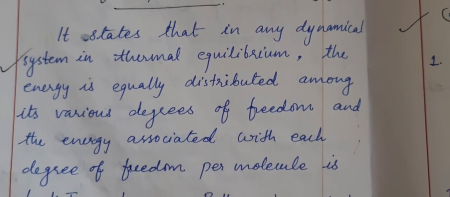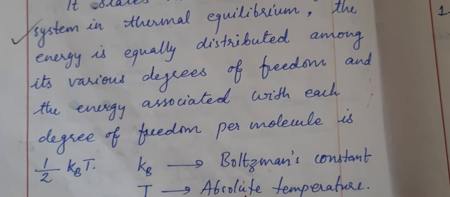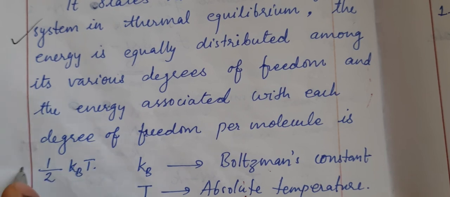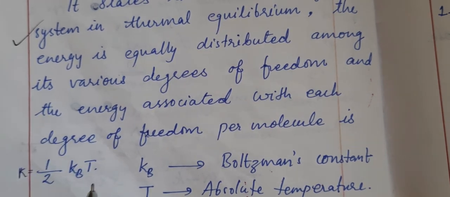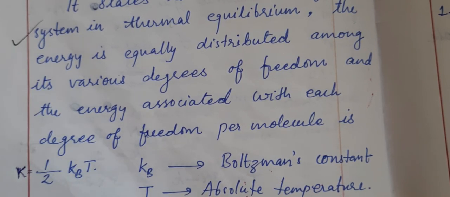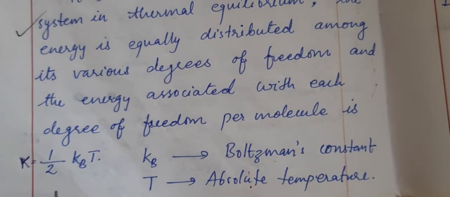And per molecule, every molecule, the energy distributed will be half kBT per degree of freedom. We have already seen this equation, that is kinetic energy K is equal to half kBT. This was derived by considering that one molecule is present and it has 1 degree of freedom. So here per molecule, per degree of freedom, the kinetic energy is half kBT, where kB is Boltzmann constant and T is the temperature, absolute temperature.